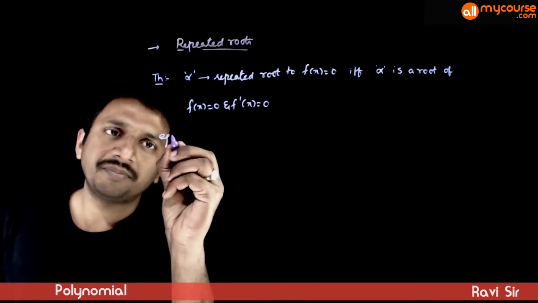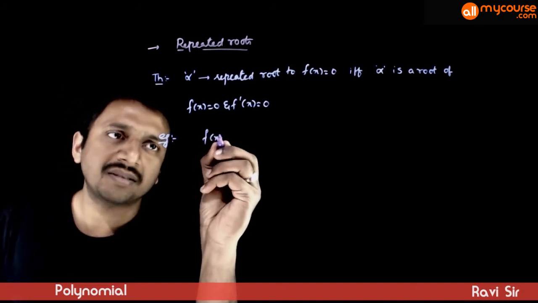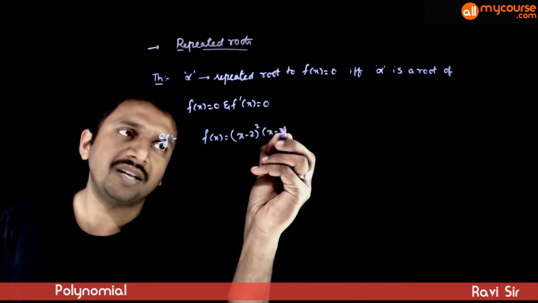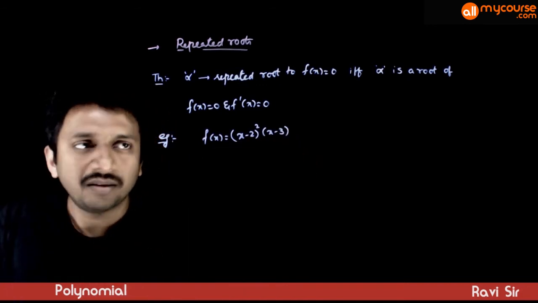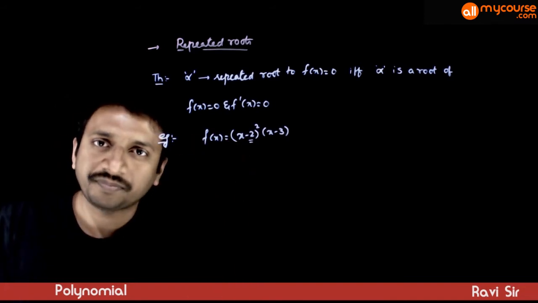Let us take an example. Let us see the logic of this. If you have f of x is equal to (x minus 2) whole square times (x minus 3), something like this, you can see that 2 is a repeated root to f of x.